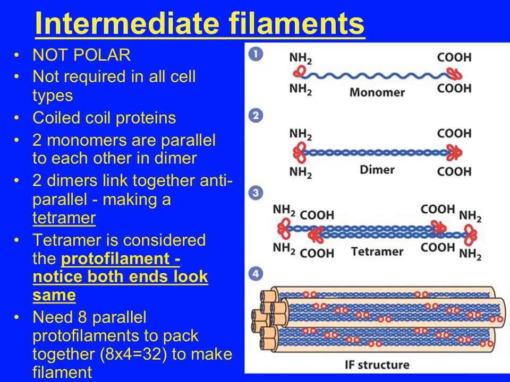How many total things did I say? I know you know the answer. So we need 32, but this already has 4. So how many of these do we need to make an intermediate filament? 8. So 8 times 4. Is that good math? Is everybody clear on that? Actually, I was having a brain fart right there. I'm like, isn't that 24? So it would be 8 protofilaments. 8 protofilaments, exactly.